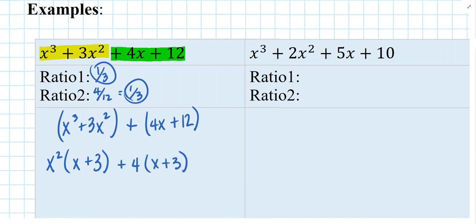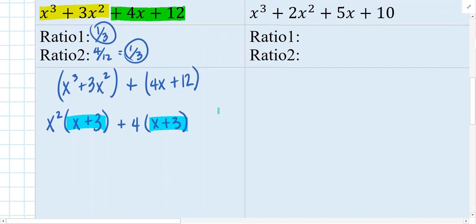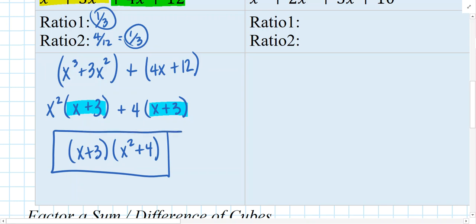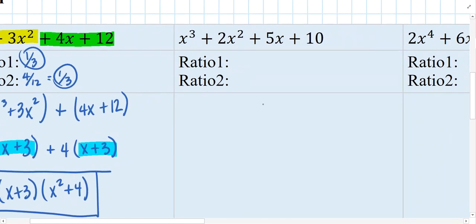There is now a binomial visible that is a common factor to the two remaining terms. If we factor this binomial from both terms, we would be left with the product of two binomials that represents the factored form of the original. Here's another example.